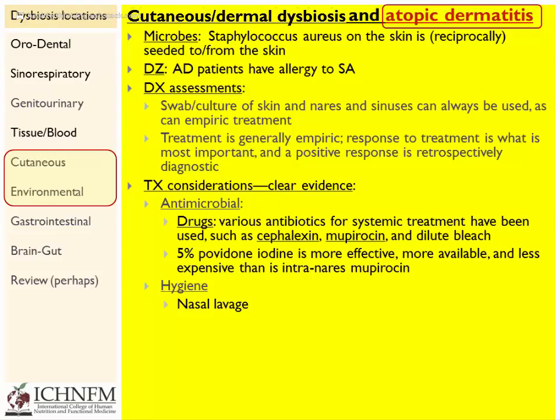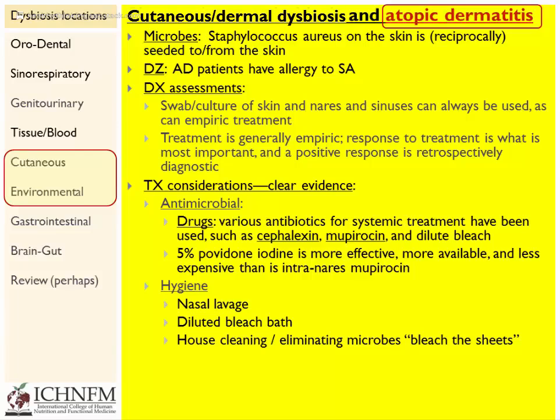For hygiene, we want to focus on using nasal lavage, dilute bleach baths again, house cleaning, eliminating microbes, and what I tell patients is that they also need to have a set of sheets that they can bleach along with their towels, for example. But we have to think about these kids typically with eczema, also adults, of course, but when their clothes are seeded with these bacteria and their sheets and towels are seeded with these bacteria, we need to clean the entire environment.